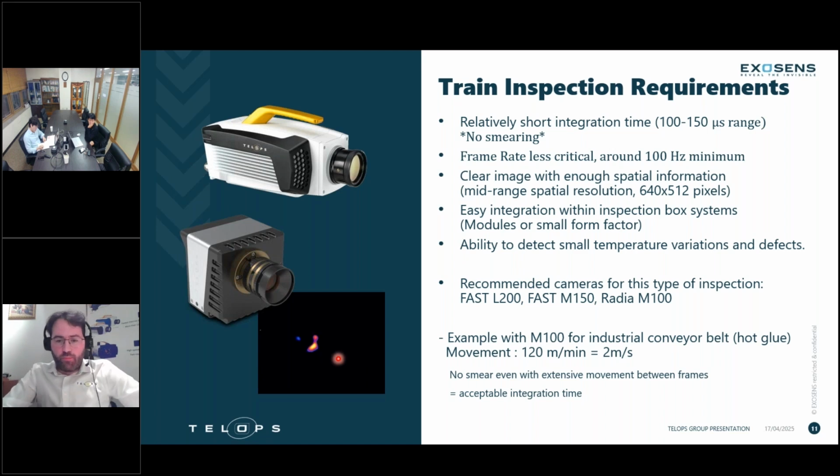So here we have an example of the M100 where we had a test for an industrial conveyor belt going at about 2 meters per second. It was the same idea, to have no smear in this case. It showed a hot glue spot, that's what they were interested in particularly. Frame by frame there's a large displacement, but due to the relatively good integration time for this application specifically, there's no smearing appearing at all. And so we're able to see that movement frame by frame, even though it's going quite fast. Obviously, this is slowed down for the playback.